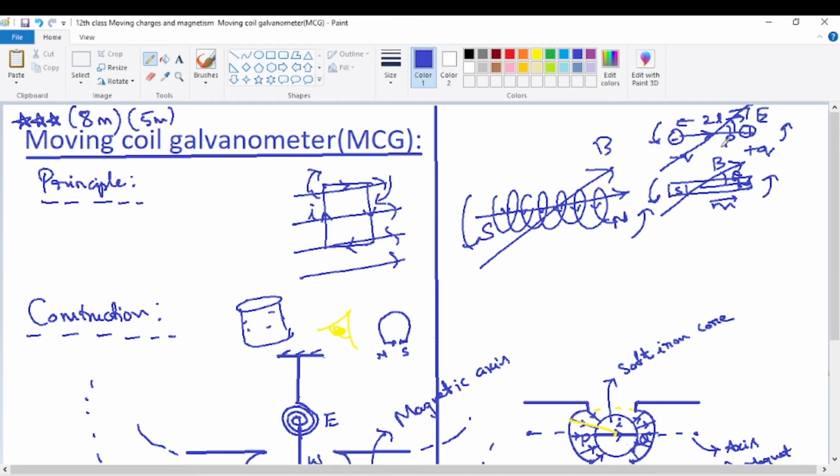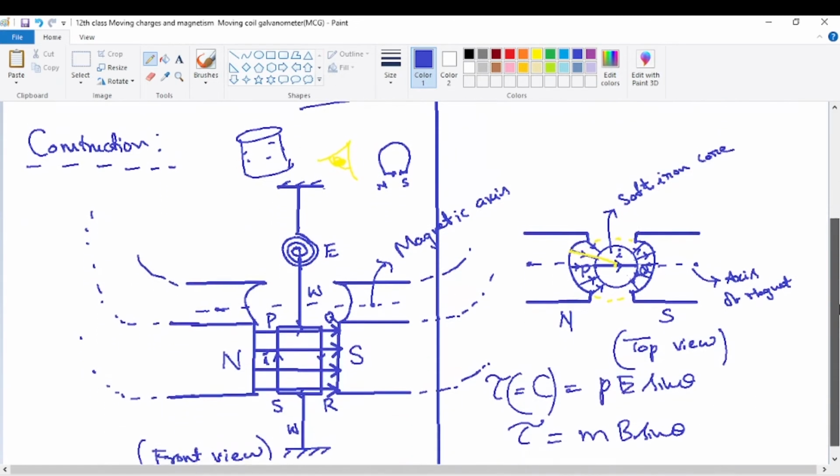Don't think much about them, they are very simple. Only 2 points are important here. One is the electric dipole moment P, whose direction is from negative charge to positive charge. Next is the magnetic dipole moment M, whose direction is from south pole to the north pole. Theta is the angle between M and B, and here theta is the angle between P and E. P vector and E vector, here M vector and B vector. That's nothing, simple, no complication.